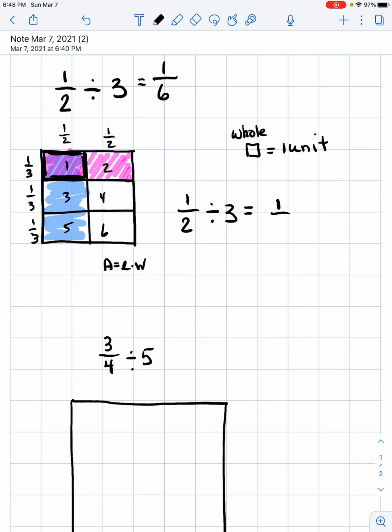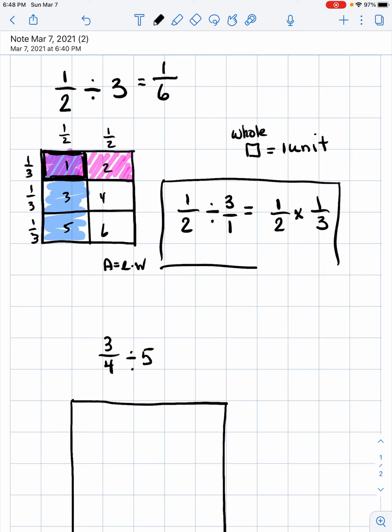And so these are my equivalent expressions. Now, because when I talk about division and multiplication, I want every number to look like a fraction, I'm going to replace 3 with 3 over 1, because as we all know, we can write 3 as a fraction. We can write any whole number as a fraction if we put a denominator of 1. Okay, let's pay attention to these equivalent expressions because they will come in handy.